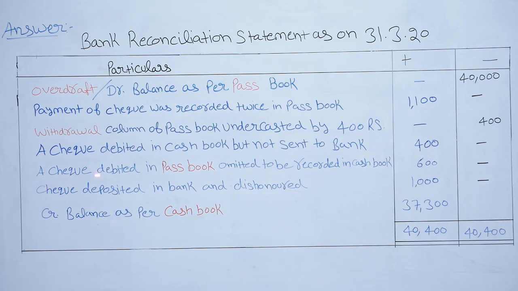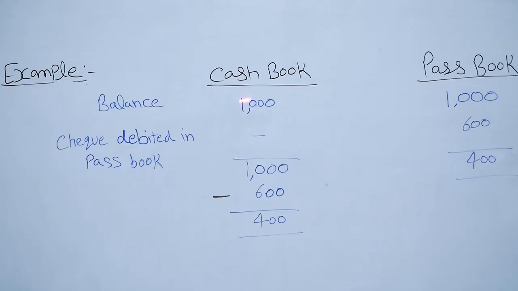Check debited in cash book but not sent to bank, it will come in the plus item. Next is a check debited in passbook. Previous adjustment was check debited in cash book, but here check debited in passbook, omitted to be recorded in cash book. So let's understand through an example. Suppose cash book balance is 1000, passbook balance is 1000. Check debited in passbook, it means check must have deducted from the passbook, but omitted means to forget to record in cash book. That's why balance are mismatching.